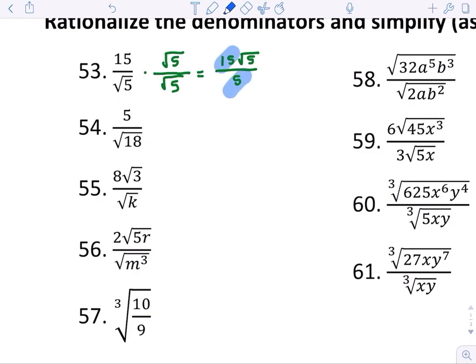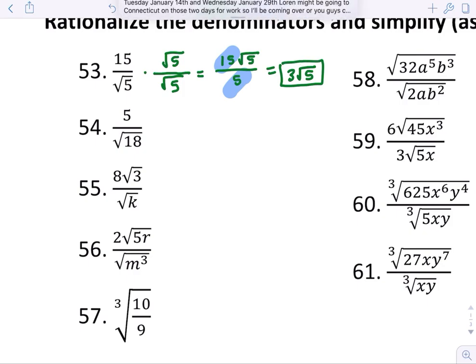Cancel these two, right? So then we're just going to get 3 radical 5. Right? 15 divided by 5 is 3.